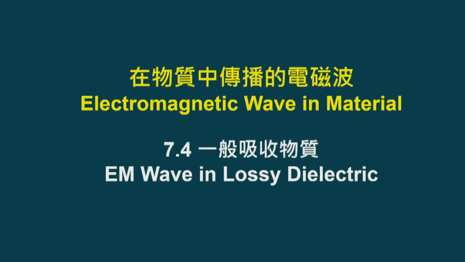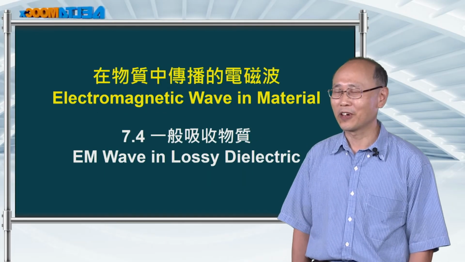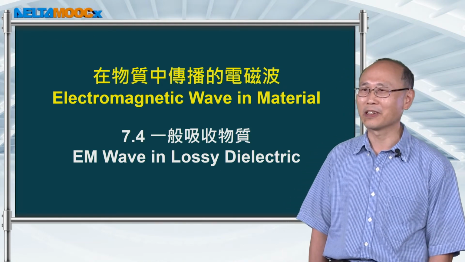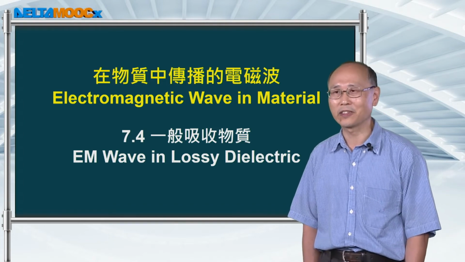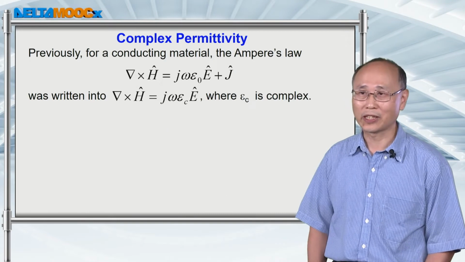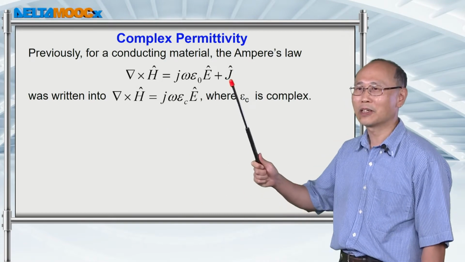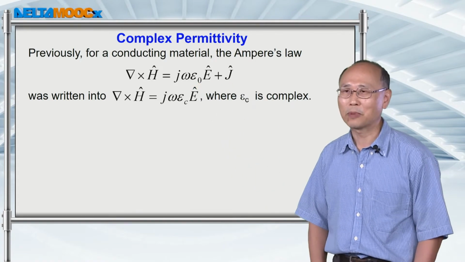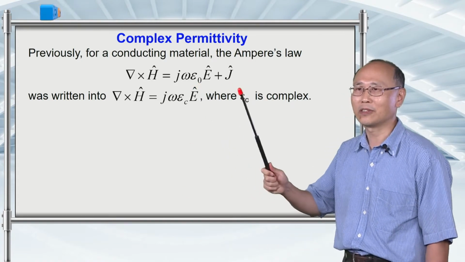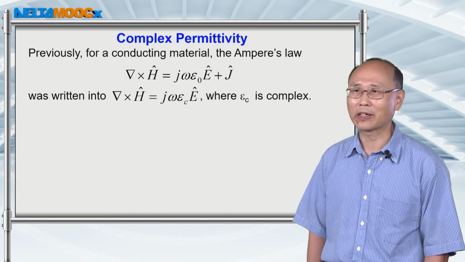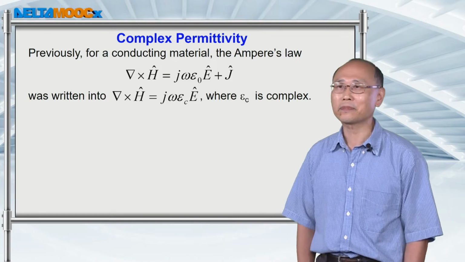In this session, we are going to deal with a material called dielectric. This material is different from a conductor or a plasma because usually a dielectric material is an insulator. I want to remind you that when we deal with a conducting material, we have to consider this current term in Ampere's law. But in a piece of dielectric, we don't have to consider this current term because a piece of dielectric cannot conduct electricity.